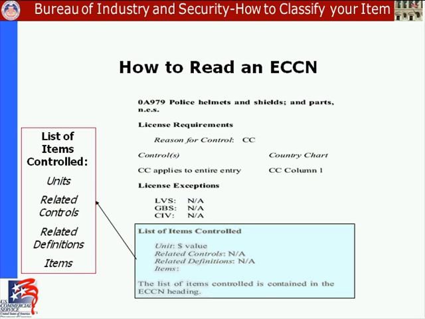And related definitions are also important because in here we will identify certain specific definitions only relevant to this ECCN number. Okay. Other definitions may be relevant to more than one ECCN number, and we put them in Part 772. Okay. Those definitions are relevant to more than one ECCN.